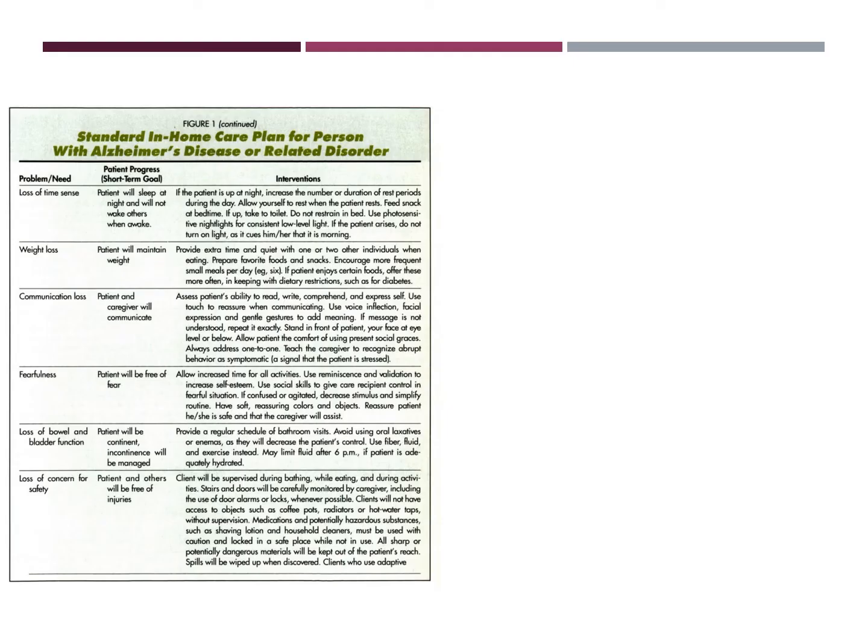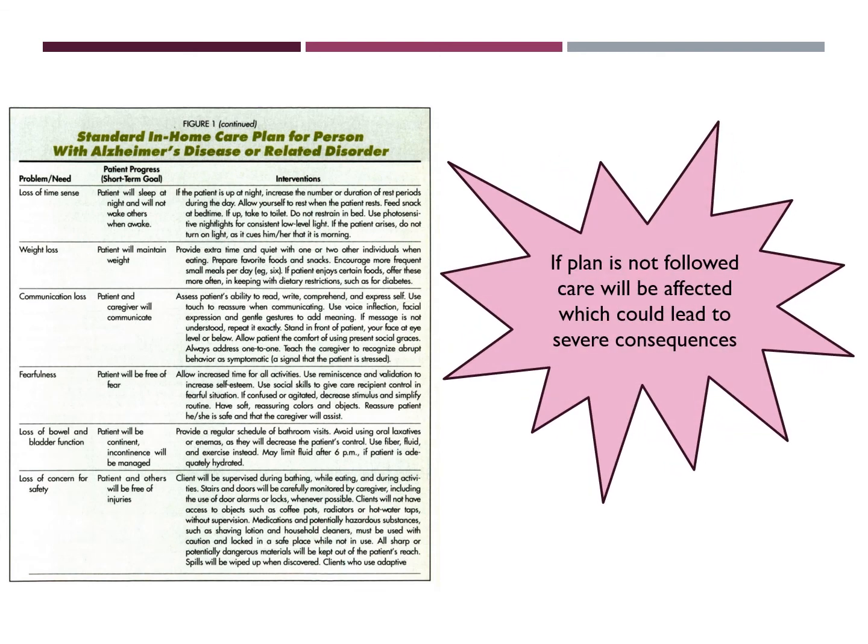Now, an example of written communication in a health and social care setting would be a care plan. Care plans are written by individuals with the help of professionals. It should be person-centred, which means it's always focused on the individual, and it should express their wants, needs and desires. If a plan is not followed, care will be affected, which could lead to severe consequences. You might want to pause the PowerPoint now so that you can read through this example of a care plan.